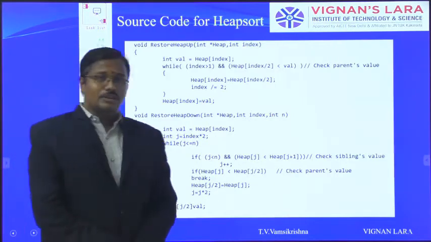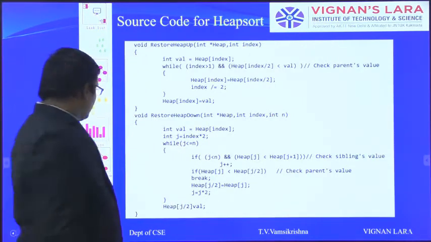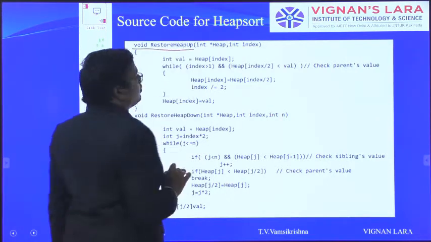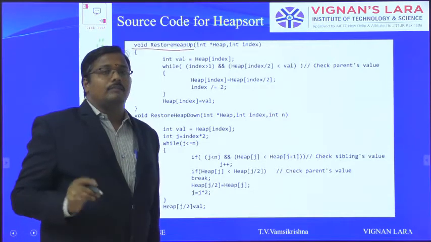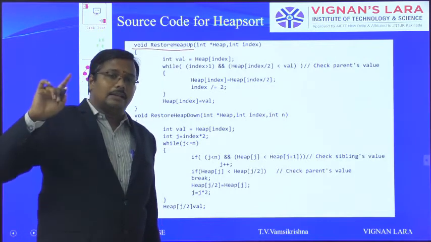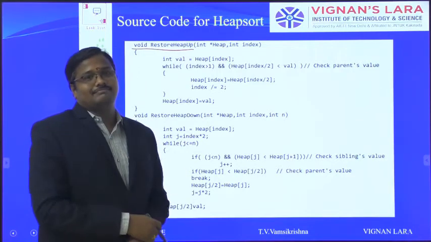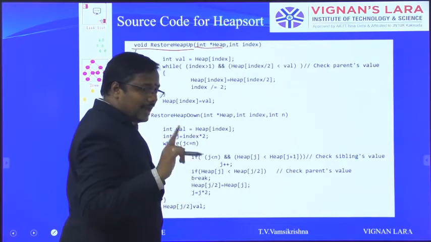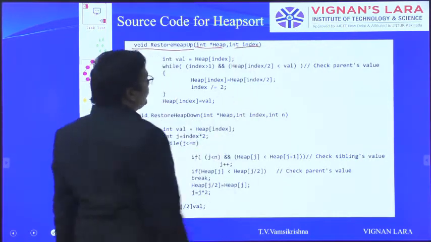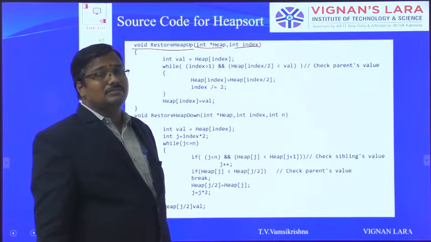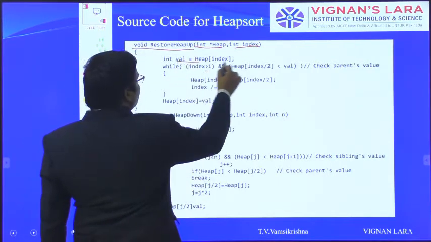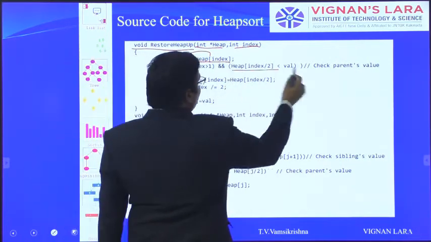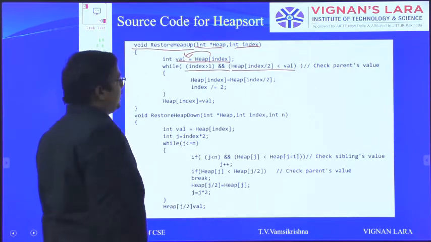So, this is the code for heap sort. In this code, void restore heap. Restore heap means when we are deleting an element, at that time we have to do the heap adjustment. Here, heap is the starting address of an array, and the index refers to the element. Initially we are copying the element into val. After that, we are doing the heap adjustments with the parent values.